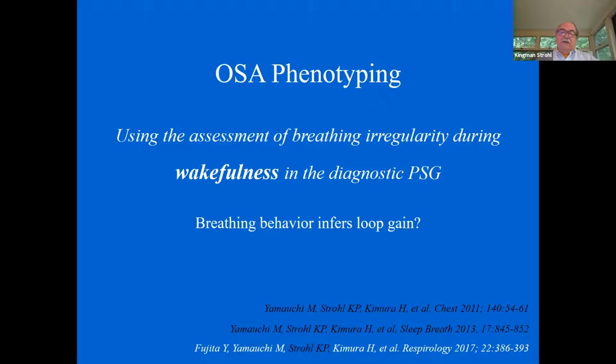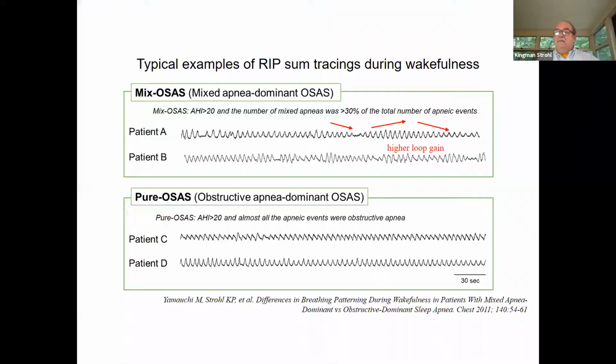And just as we were looking at our mouse breathing, you all of a sudden see that everybody has a little different breathing pattern. And here's the RIP, the respiratory inductance plethysmography, during wakefulness. He puts it into groups. One is mixed apneas, meaning that more than 50% of the apneas were mixed apneas. That is, they started with a central component and then went to obstructive. And the other is pure obstructive apneas. And these are breathing during wakefulness, in people that had an AHI over 20 when they were asleep. And these are a couple of examples. You just eyeballed it and said, boy, those are different.